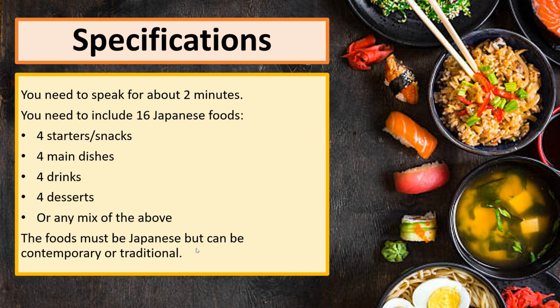If you're not, then you might need to do considerably less. So it just depends, but 2 minutes is a good time to aim for. You can include starters, main dishes, drinks, and desserts, or any mix of the above. And just a reminder, the foods must be Japanese, but can be contemporary, meaning popular or new, or traditional. So things like miso soup or ramen, teriyaki, anything like that, which is kind of old-fashioned.